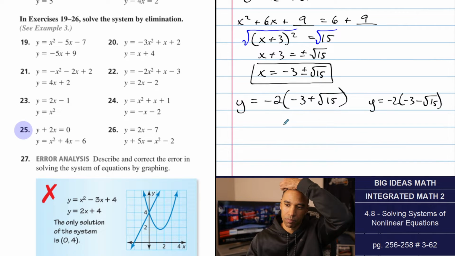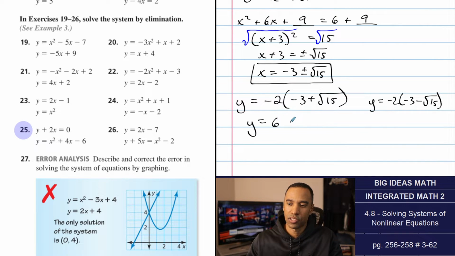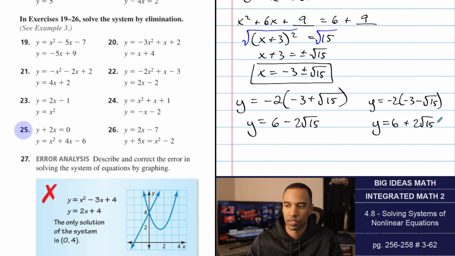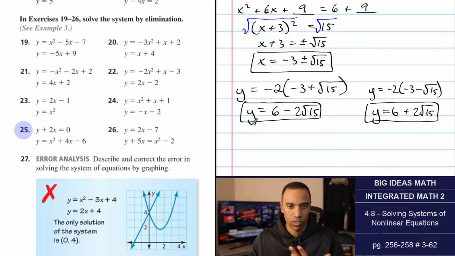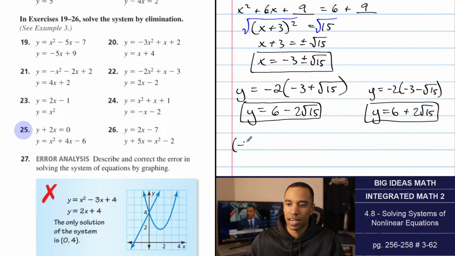Now, I want to distribute. We'll get 6 minus 2 root 15. Okay, not too bad. And then 6 plus 2 root 15. Okay, so your ordered pairs, we're going to write them as irrational, exact answers. We're going to have negative 3 plus root 15, comma, 6 minus 2 root 15.